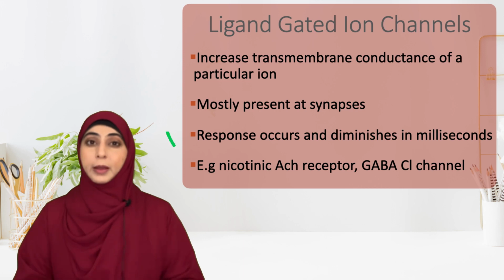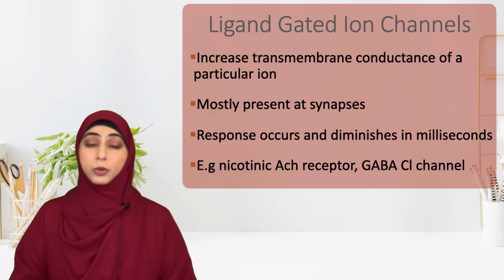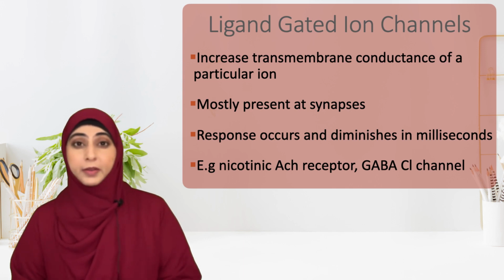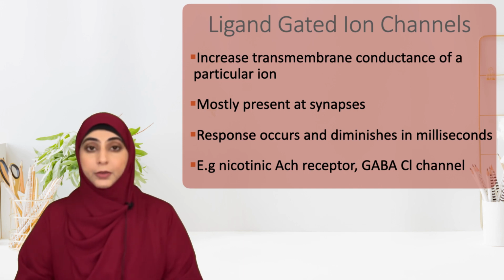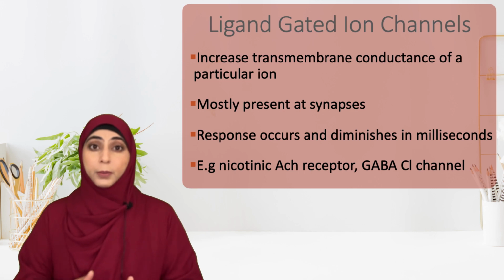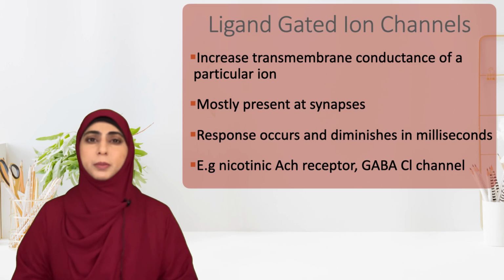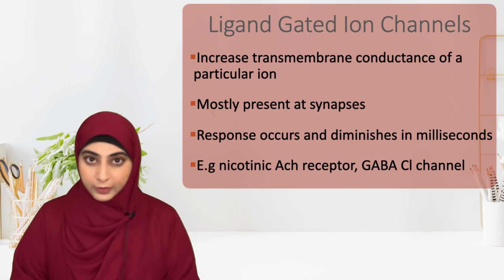So, what are the examples of ligand gated ion channels? Nicotinic receptors, to which acetylcholine binds and causes influx of sodium ions. Then we have the GABA receptors, to which GABA binds and causes influx of chloride ions. Then we have certain receptors to which the drug binds and causes opening of the potassium channels and efflux of potassium ions. So, depending upon different receptors and different ligands, different ion movement can be controlled through these receptors.